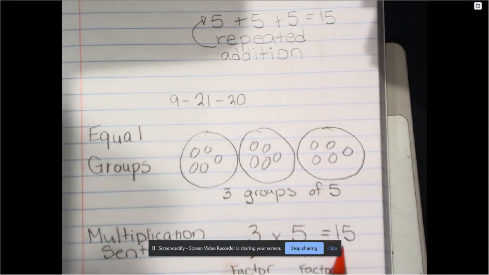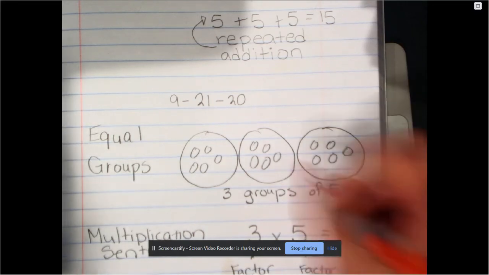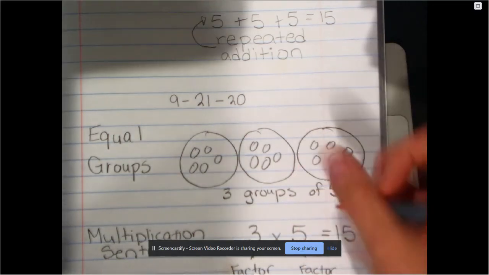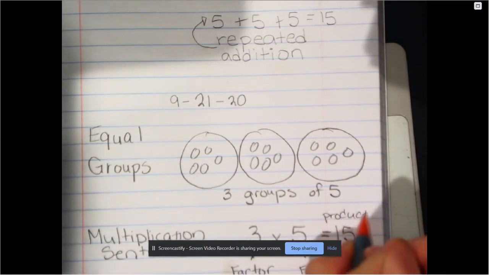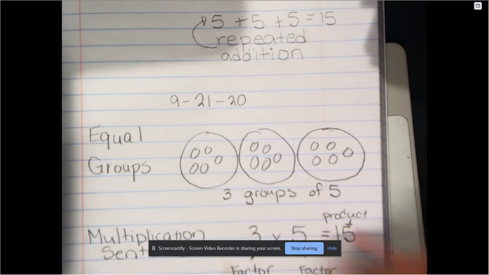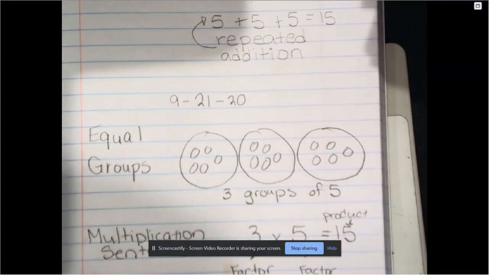The numbers that you multiply are called the factors. And when you get an answer to a multiplication problem, that is called the product. So I'm going to draw a little arrow and put mine up top here. I'm going to label that number the product. All right, so we have added today that we have equal groups, and 3 groups of 5 is the same thing as the multiplication sentence, 3 times 5 equals 15. And we're multiplying the two numbers, which are called the factors. So a factor times a factor equals the product. The product is just the answer.